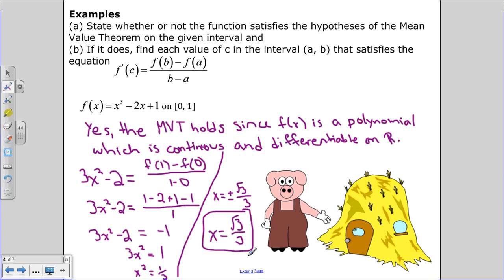That's it. So f prime at square root of 3 over 3 equals -1, and also the slope of this function between 0 and 1 is -1.